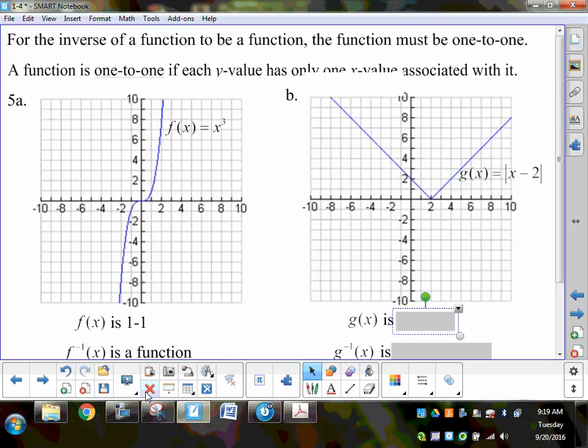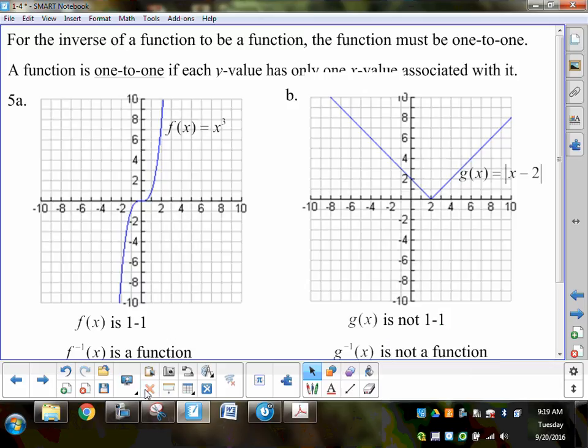That fails the horizontal line test. So this function is not one-to-one. So what do we know about G inverse then? It's not going to be a function. You can find it, but G inverse is going to fail the vertical line test.